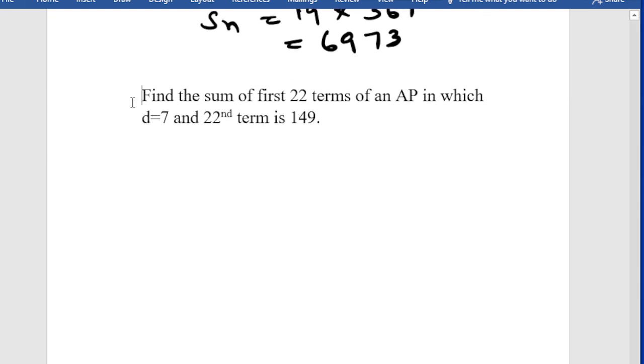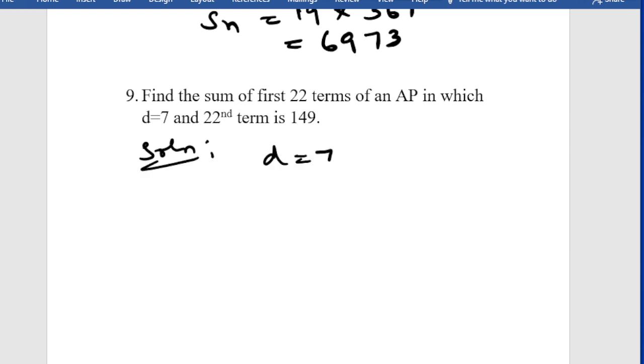And the next question is find the sum of first 22 terms of an AP in which d equal to 7 and the 22nd term is 149. We have to find the sum of first 22 terms. So what is the 22nd term? 149.